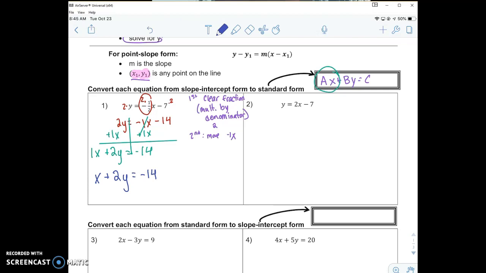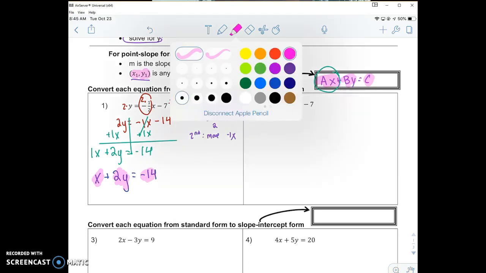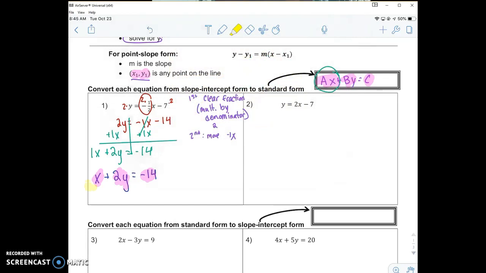This is in standard form. The x is first, then the y, and then an integer on the other side of the equal sign. All of my coefficients are integers. They're all whole numbers. And the a value, or the number in front of x, is positive. So this is correctly in standard form.